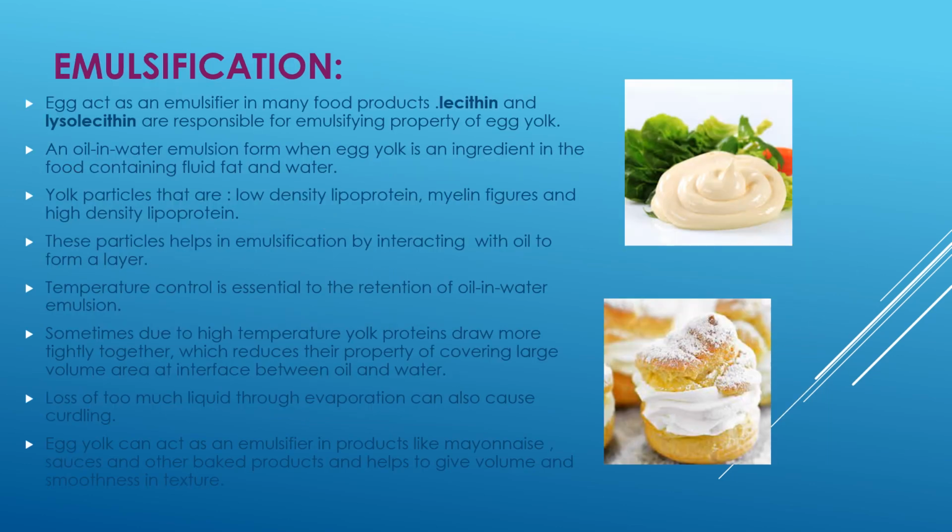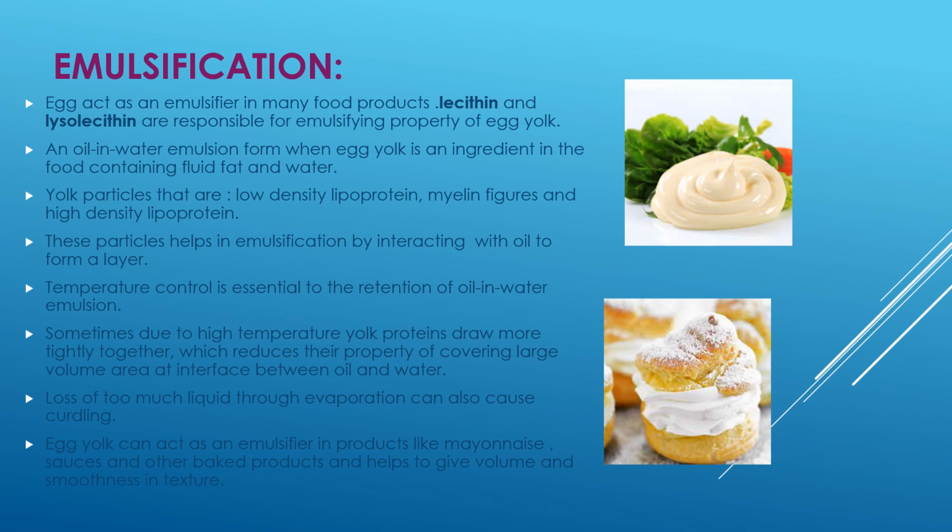Eggs are known to be a good emulsifying agent because of the lecithin that is present in egg yolk. It is an oil in water emulsion, when egg yolk is used as an ingredient in food that contains fluid fat and water. Yolk particles, that are low density lipoproteins, myelin figures, and high density lipoproteins, help in emulsification by interacting with oil in a better way to form a layer.